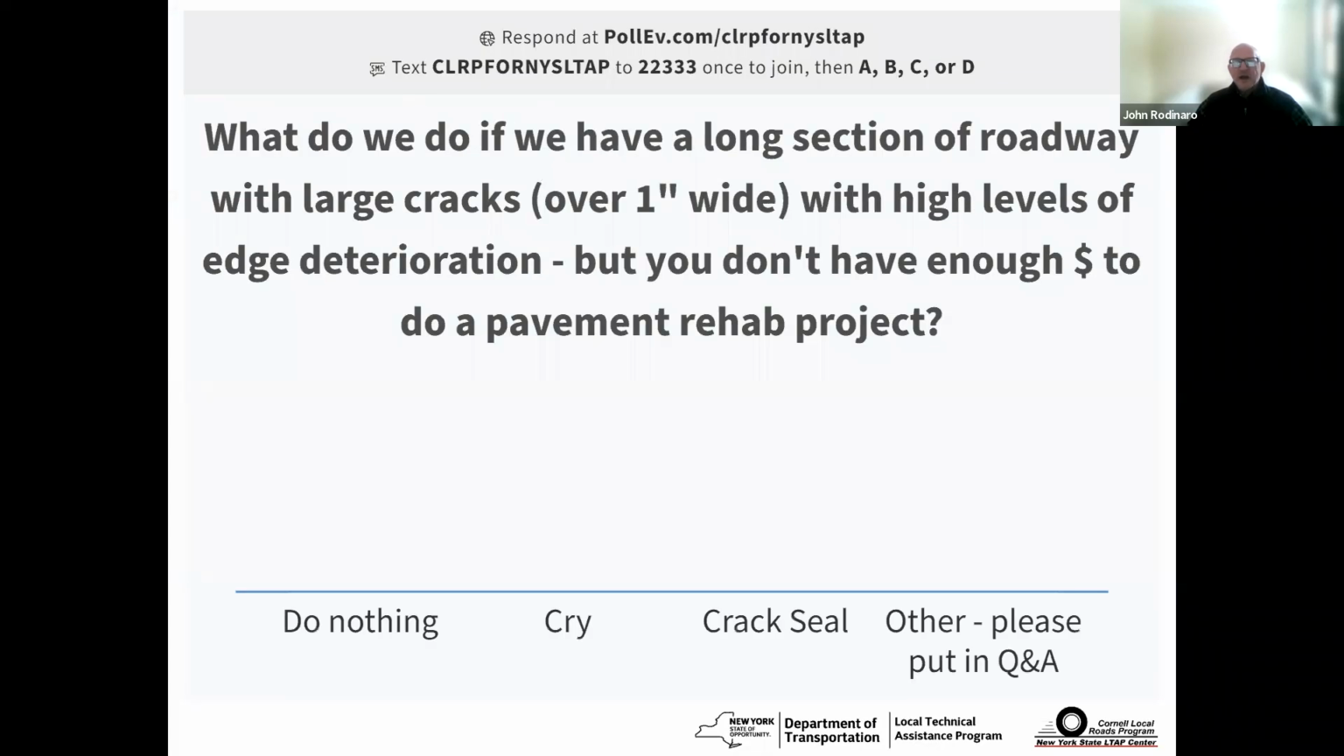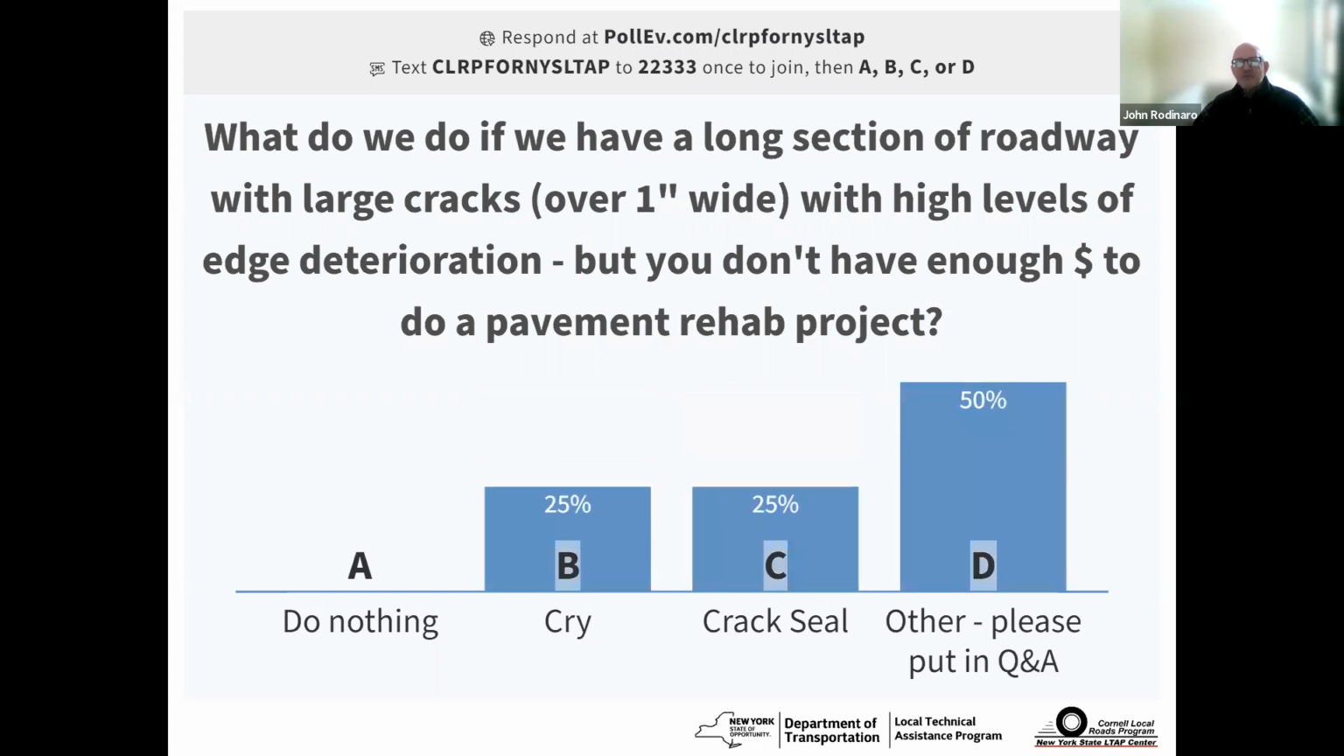All right. Another question: what do we do if we have a long section of roadway with large cracks? You've got a whole lot of this large cracking, 1 inch wide, with high levels of edge deterioration. They're falling apart, but you really don't have enough money to do a pavement rehab job.